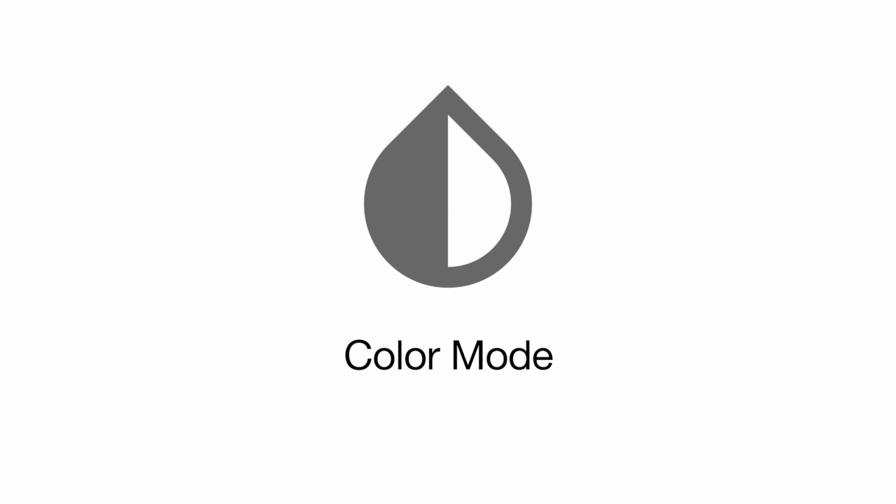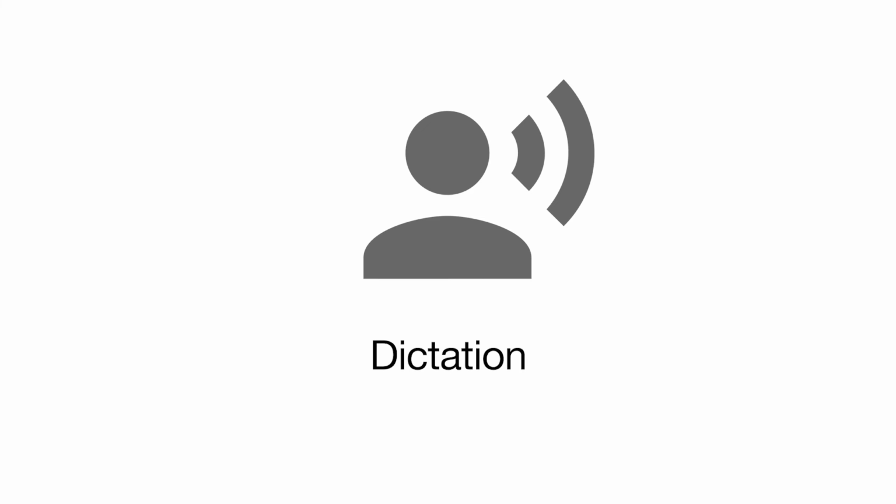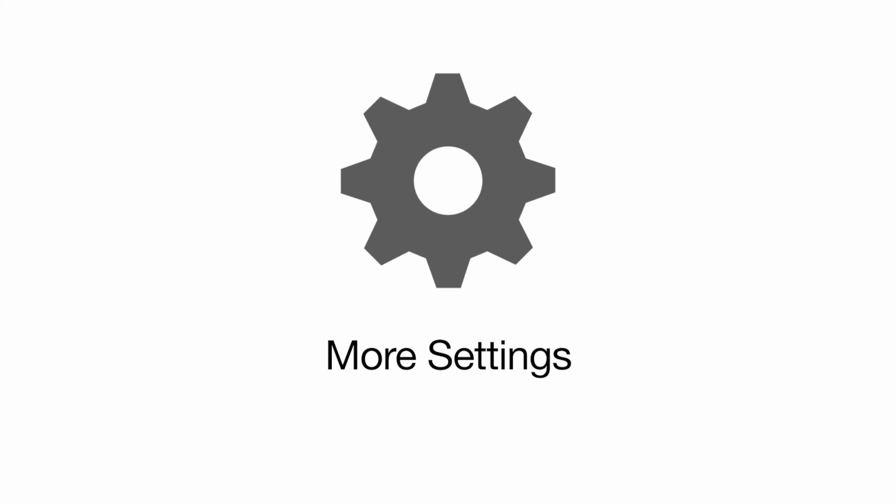Color mode, which toggles light and dark mode. Dictation, which toggles between local and cloud-based dictation. Help command, which toggles the visibility of the Show Help icon across all screens where it is visible by default. More settings. We'll exit the My Controls menu and take you to the full menu of settings.